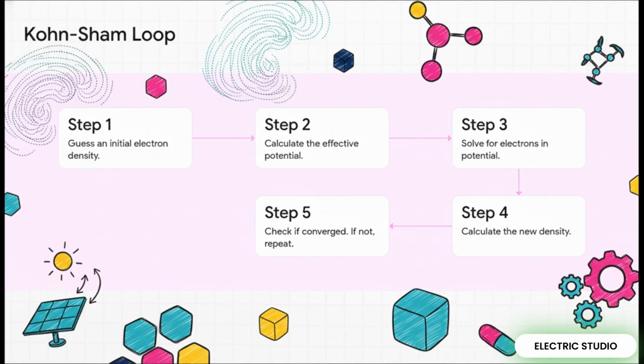Here's how it works. First, the computer makes an educated guess of what the electron density looks like. Then, it calculates the forces, the potential that this density would create. Step 3, it solves for where the electrons would actually go in that potential, which gives it a new, better electron density. Then, the final step, it compares the new density to the old one. Are they the same? If yes, boom, you found the answer. If not, no problem. It just takes that new density, uses it as the next guess, and runs the whole loop again, getting closer and closer to the truth with every single cycle.